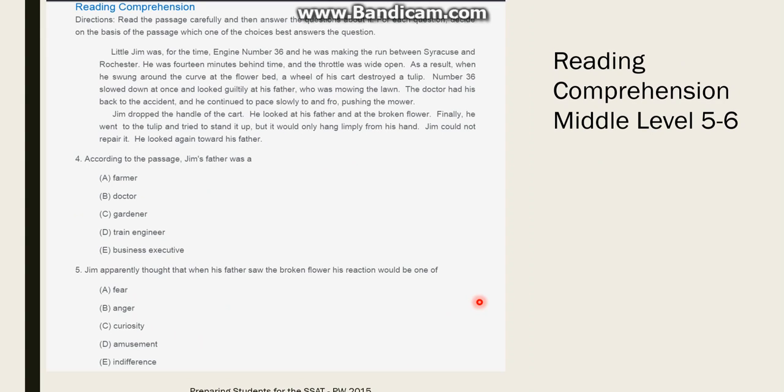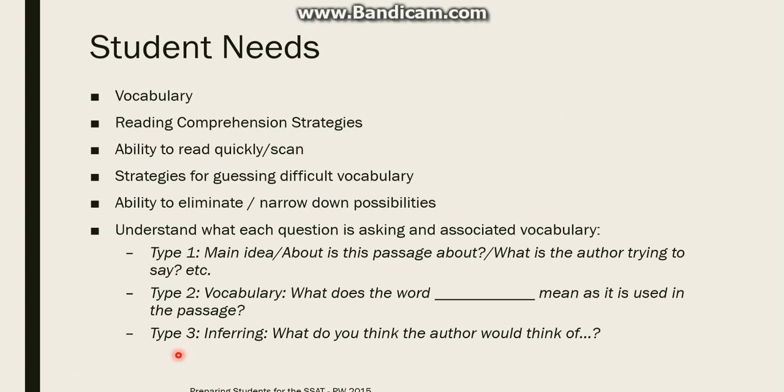Here's a grade 5. Okay, so this sounds like a narrative. According to the passage, Jim's father was a... Okay. Jim apparently thought that when his father saw the broken flower, his reaction would be one of fear, anger, curiosity, amusement, indifference. Okay, grade 5, 6 level, indifference might be a hard word. All right, so those passages give you kind of an idea of what this section looks like.